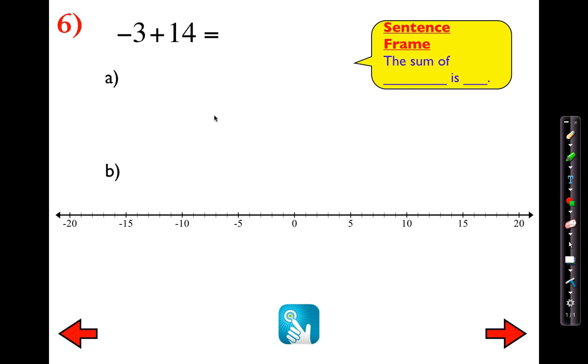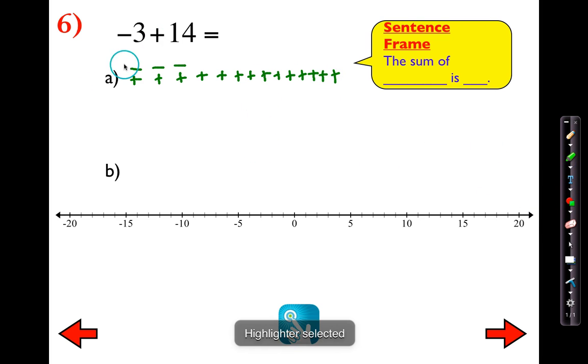Let's try this one. This one's different because your number line is once again horizontal, but same idea. Here, using the symbol model, I'm going to put 3 negatives, and then I'm going to add 14 positives. I do notice some zero pairs. There's 3, leaving me with 11. So my answer is positive 11.